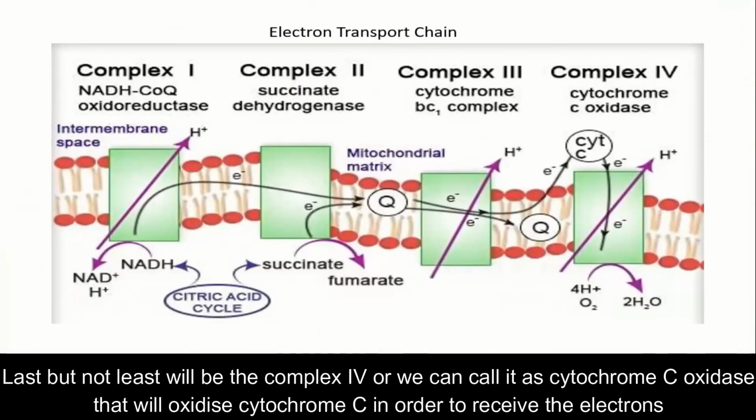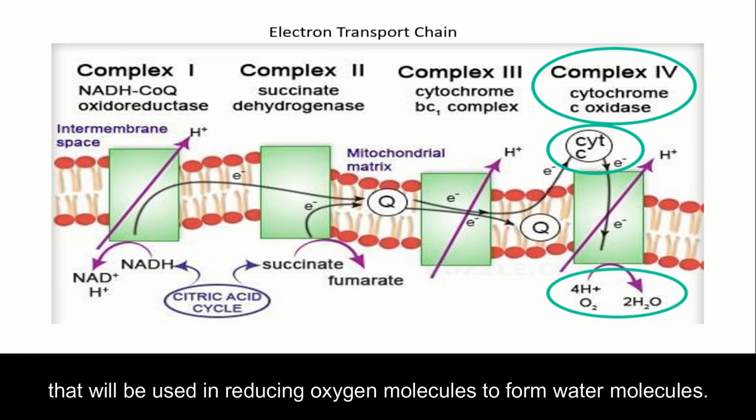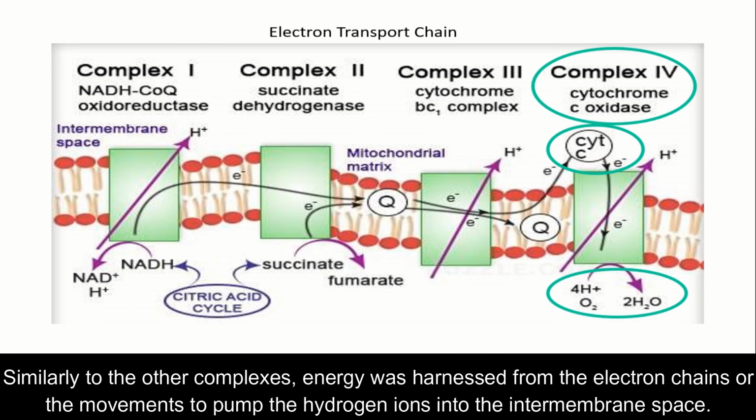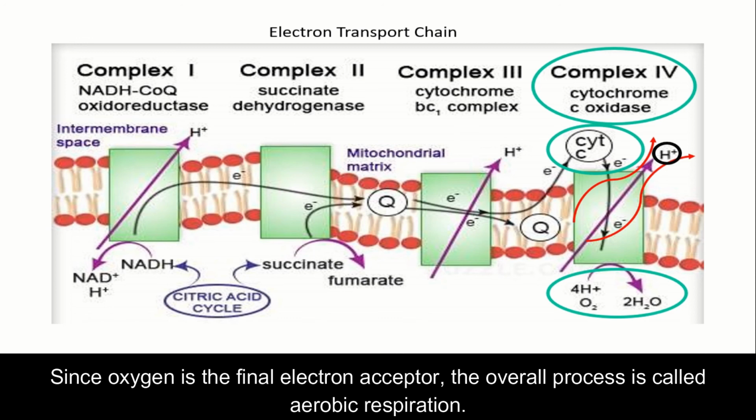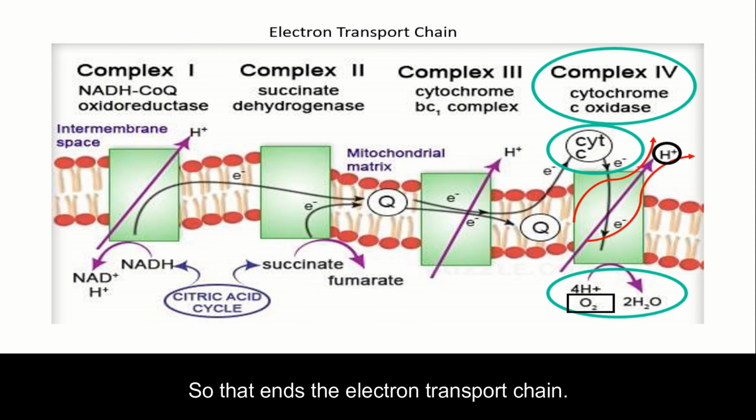Last but not least will be complex 4, or we can call it cytochrome C oxidase, that will oxidize cytochrome C in order to receive the electrons that will be used in reducing oxygen molecules to form water molecules. Similarly to the other complexes, energy is harnessed from the electron movements to pump hydrogen ions into the intermembrane space. Since oxygen is the final electron acceptor, the overall process is called aerobic respiration. So that ends the electron transport chain.